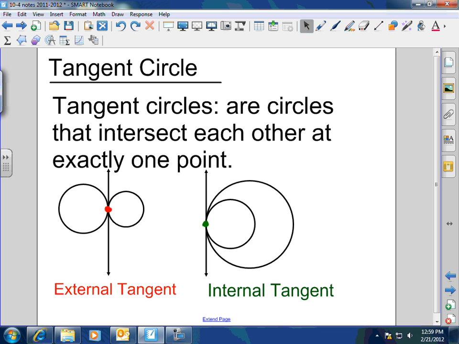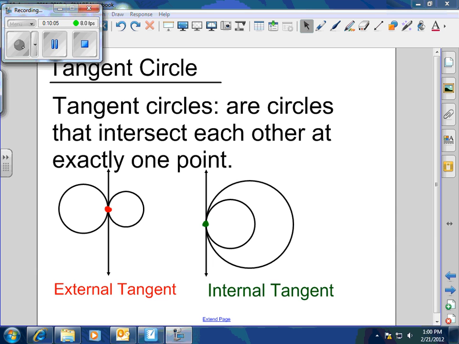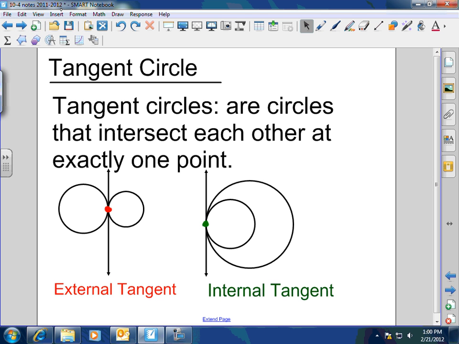Now, we've talked about tangent lines, tangent segments, secant lines, secant segments. Now we're talking about tangent circles. Hopefully you've realized that tangent is referring to an intersection at one point. So when we have tangent circles, we're talking about circles that intersect each other at exactly one point. And you can have internal or external tangents when you're talking about tangent circles.